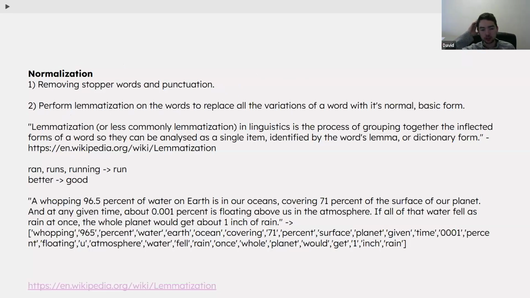There are machine learning approaches and rule-based approaches for lemmatization. We're just going to go with a more simple approach based on stemming. Here are two examples: ran, runs, and running would all be replaced with run, for example. Better would be replaced with good, and every form of a word would be replaced with its simplest form, basically in order to get the topic.